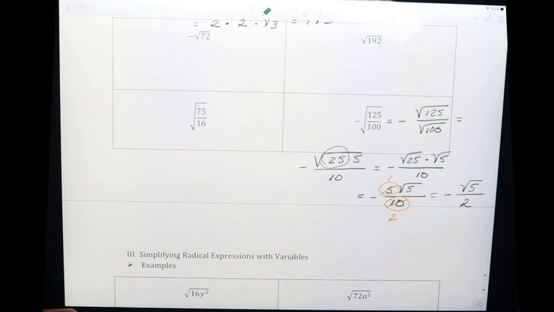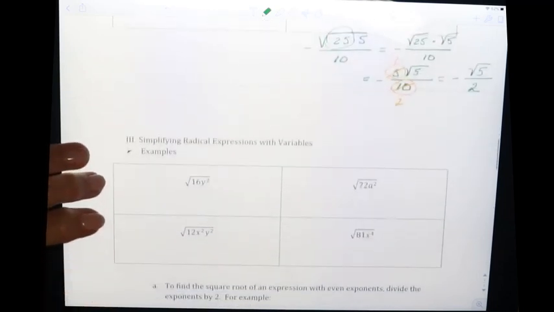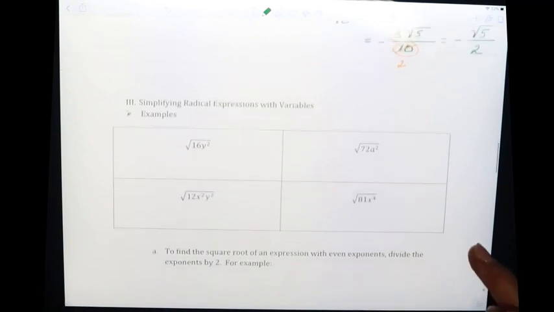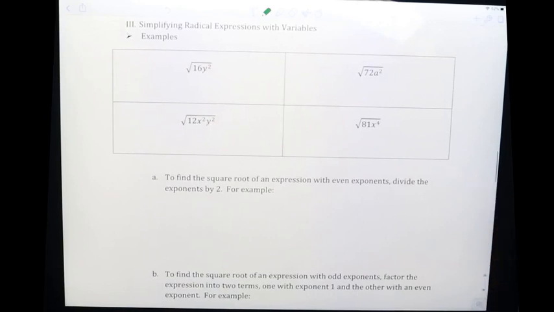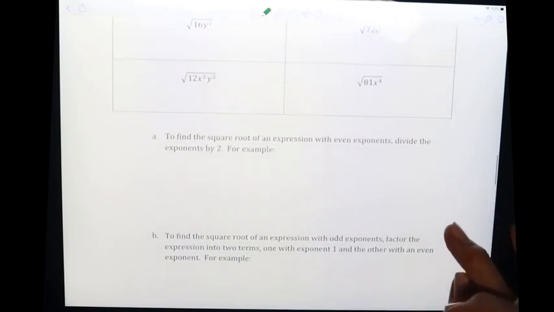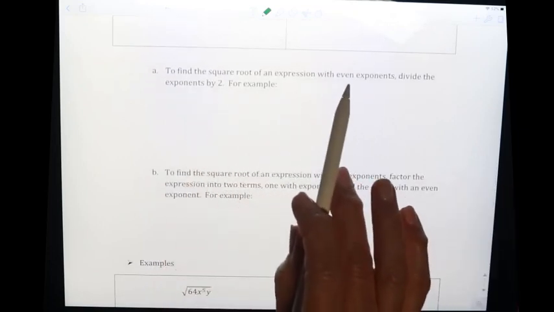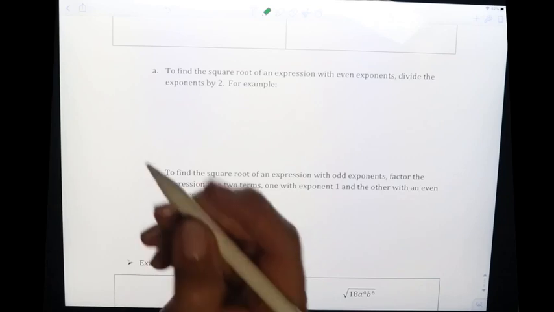Okay, so that's simplifying. Let me show you how to simplify when you have variables in the expression. I'm going to skip down here and talk for a minute, and then we'll come back and work a little bit. To find the square root of an expression with even exponents, divide the exponents by 2.